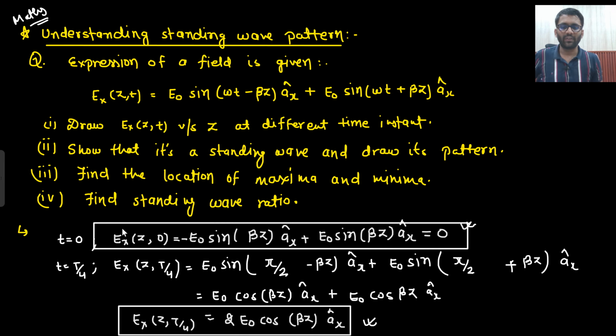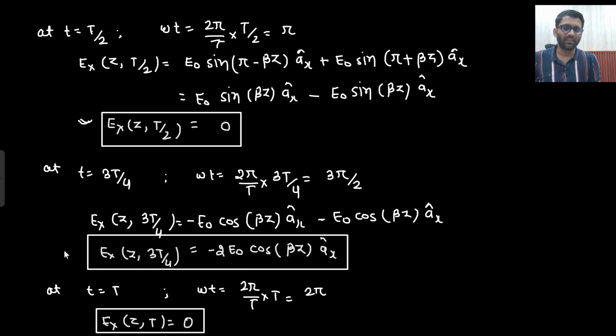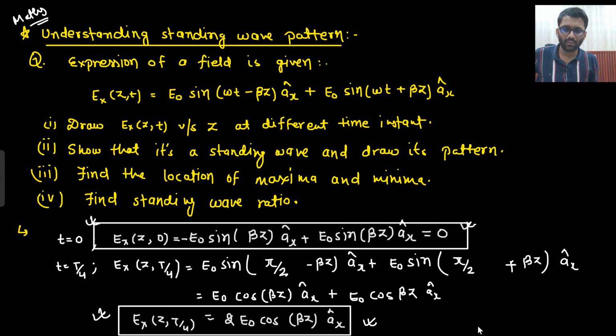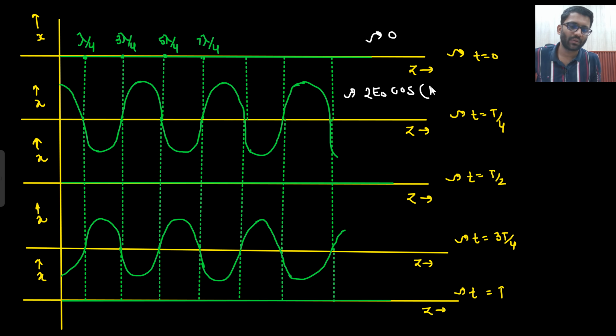Now, what did we do? At t equals to 0, we will get this waveform. At t equals to t by 4, we will get this waveform. At t equals to t by 2, we will get this waveform. At t equals to 3t by 4, we will get this waveform, and at t equals to t, we will get this waveform. Let's draw all these waveforms. We have drawn it already. So this was 0, right? What this was? 2 E naught cos beta z. What this was? Again 0. What this was? Minus 2 E naught cos beta z. And what this was? Again 0.